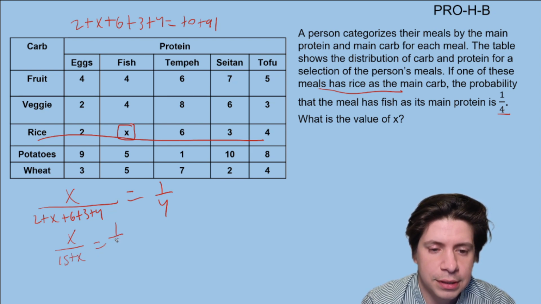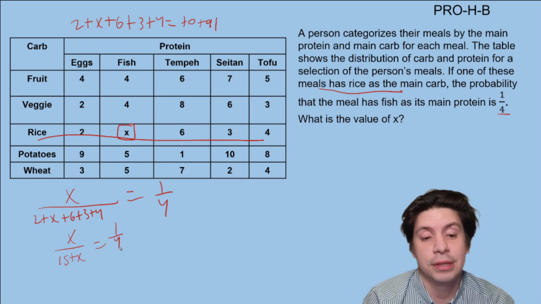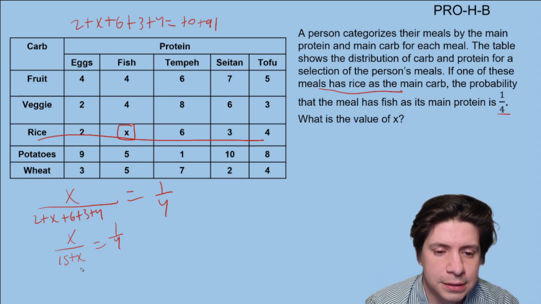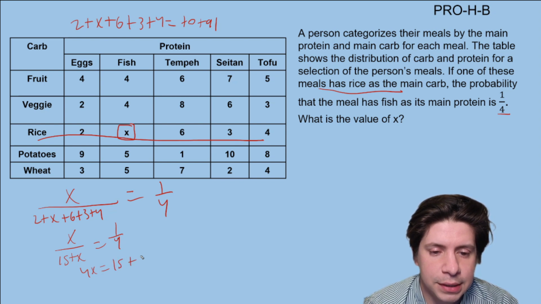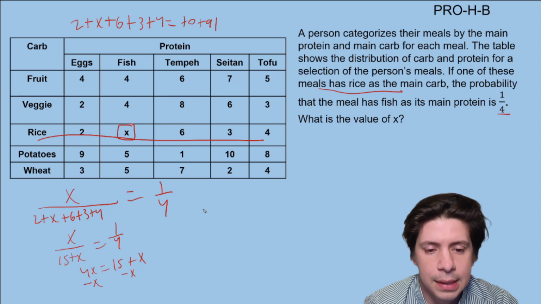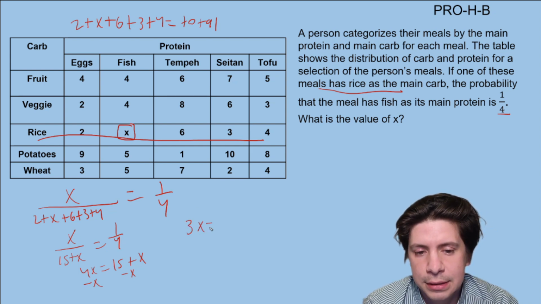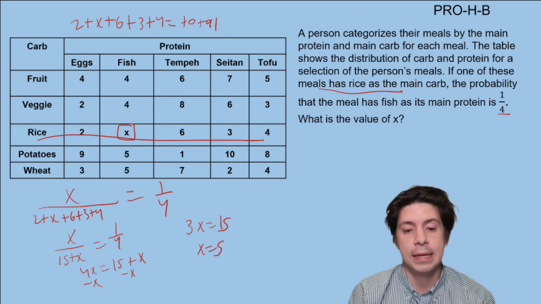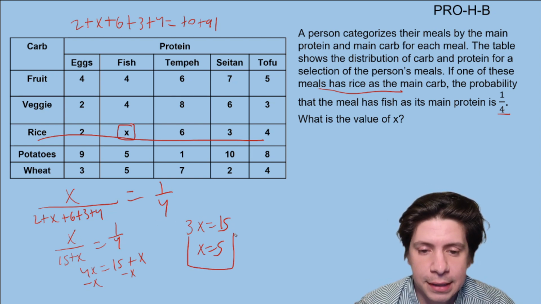equals 1/4. There's a lot of ways you could think about it, right? You could think about it abstractly, but let's cross multiply to be safe. So we'll get 4X equals 15 plus X. We can subtract X and get 3X equals 15. So that makes X equal 5, which makes sense, right? We'd have 5 over 20. So our answer will be X equals 5.